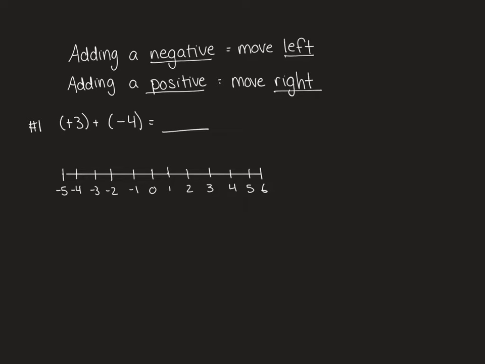If we were to look at this first example, we are taking positive 3 and adding negative 4. So if we're adding a negative, that's our first column here. So we're going to move to the left. Your first step is to locate the first number on the number line. So our first number is positive 3. So I'm going to go to positive 3 and mark it with a dot.